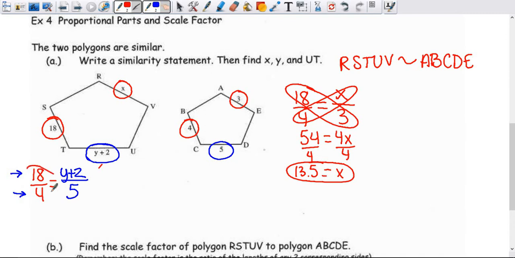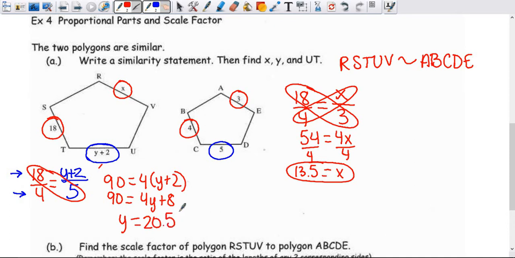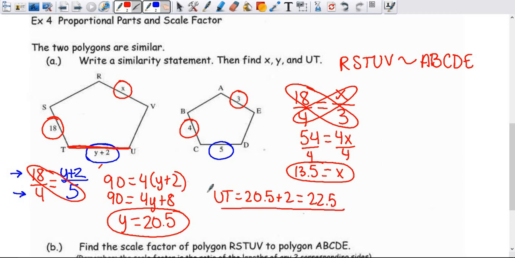Okay, so cross multiply again. 18 times 5 is 90, and we'll have to distribute here. So when you distribute, you get 4y plus 8 equals 90. We do some algebra, and we get y is 20.5. All right, so we've got x and y, and now we need to plug it back in to UT right here, which is just y plus 2. So UT is 20.5 plus 2, which is 22.5.